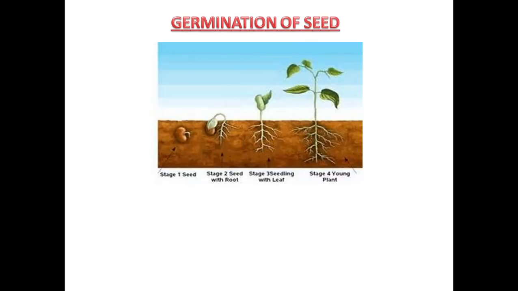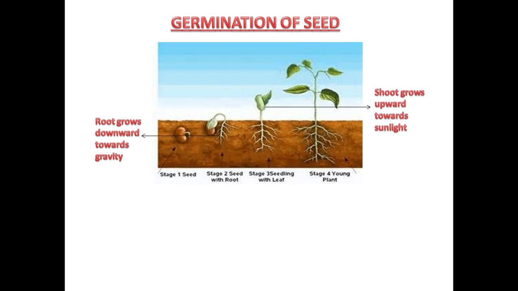Now we will learn about germination of seed. Let me show you its picture. When you sow a seed in soil, the baby plant inside that seed has two further parts. One is the root, which grows downward towards gravity. And the other is the shoot, which grows upward towards sunlight. And this shoot grows further into a new plant. That's how a seed grows into a new plant.